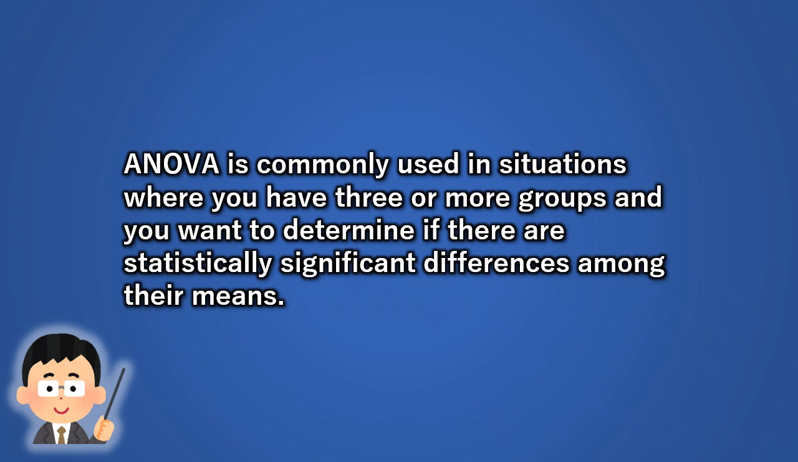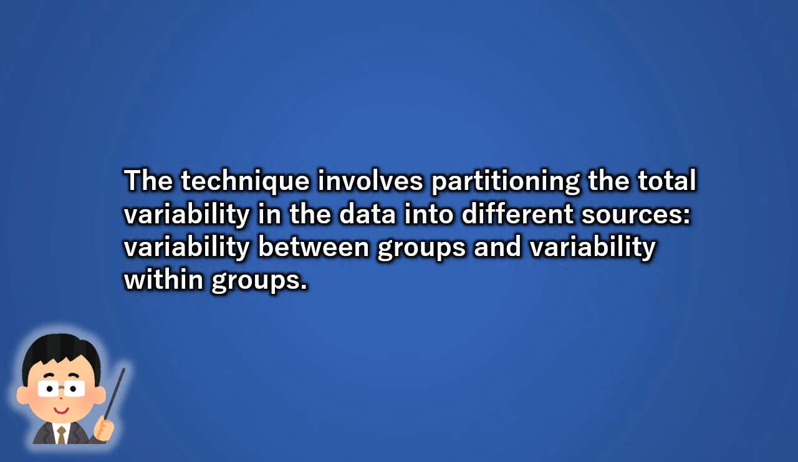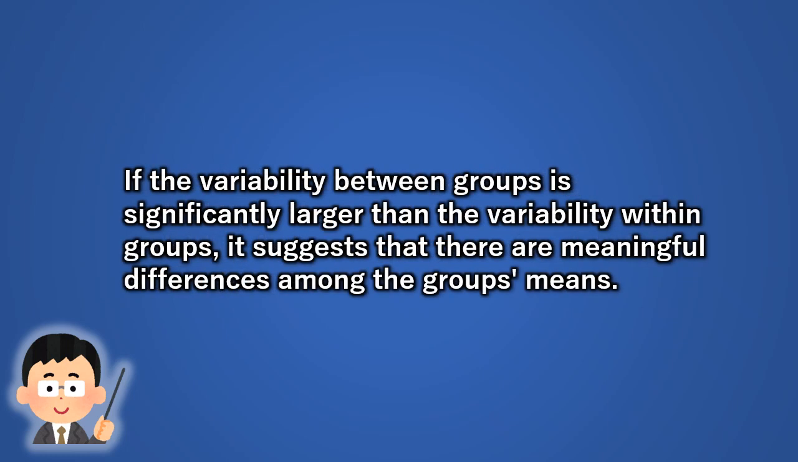ANOVA is commonly used in situations where you have 3 or more groups and you want to determine if there are statistically significant differences among their means. The technique involves partitioning the total variability in the data into different sources: variability between groups and variability within groups. If the variability between groups is significantly larger than the variability within groups, it suggests that there are meaningful differences among the groups' means.